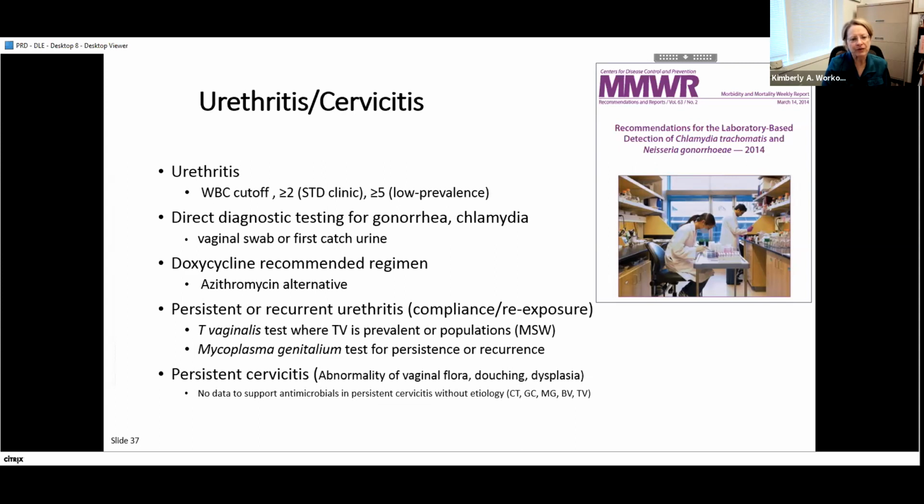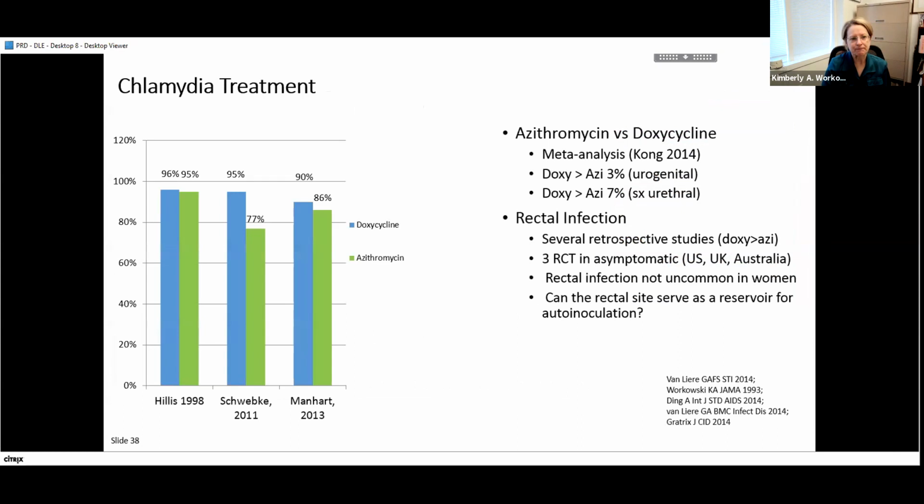For persistent or recurrent urethritis, we think about Trichomonas in populations where Trichomonas is prevalent, especially in men who have sex with women. And then Mycoplasma genitalium testing should be used for persistent or recurrent infection. For women, there are other abnormalities that can cause persistent cervicitis, including douching, dysplasia, and vaginal dysbiosis.